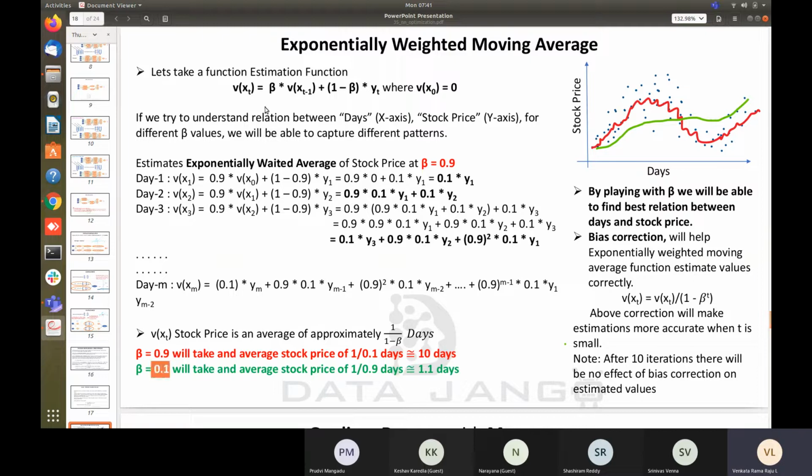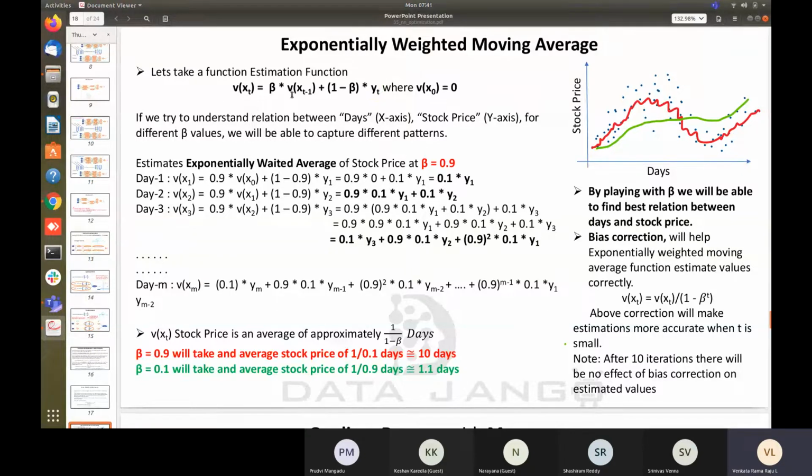So if you look at this formula, v of xt at a time step t is dependent on v of x t minus 1, plus 1 minus beta into yt, right? At that point, what is the actual y value? This is the predicted value. This is the actual value. So we are trying to understand the relationship between the predicted value and the actual value. V of xt is the predicted value. Yt is the actual value.